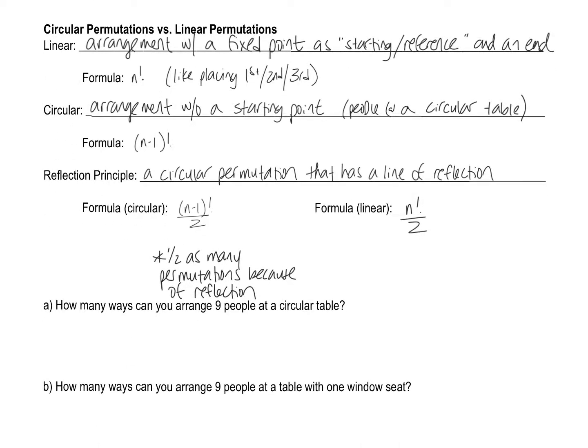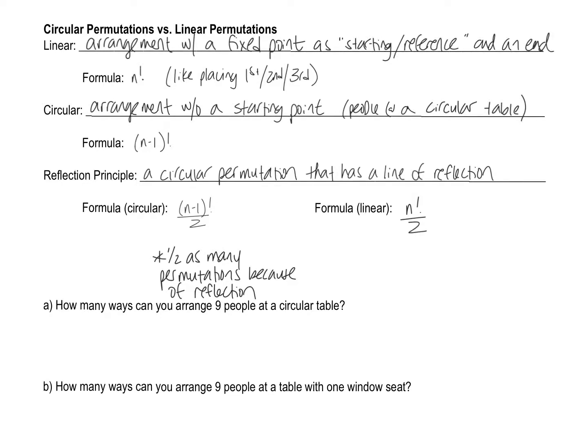Now I have some vocab for you to copy down: linear permutations and circular permutations. So it's exactly the way it sounds. Are you arranging people in a line where one person goes first, one person goes second, one person goes third? We've already done problems like that. Those are just regular permutations, and the formula is n factorial. It's like how many different ways can you line up 8 people? 8 times 7 times 6 all the way down.